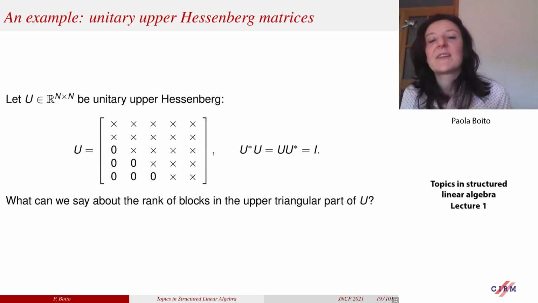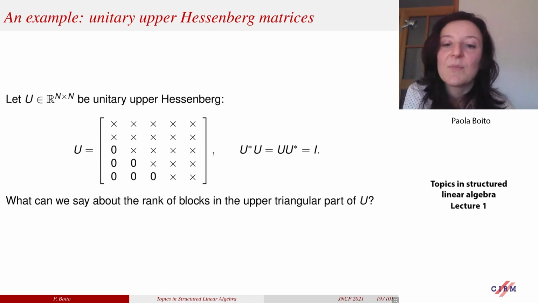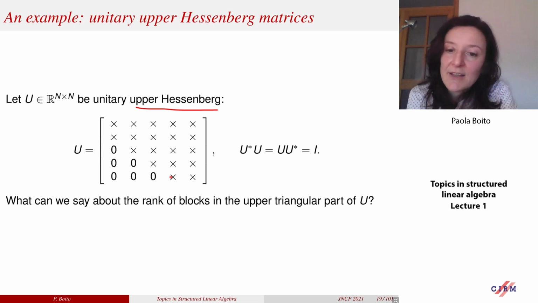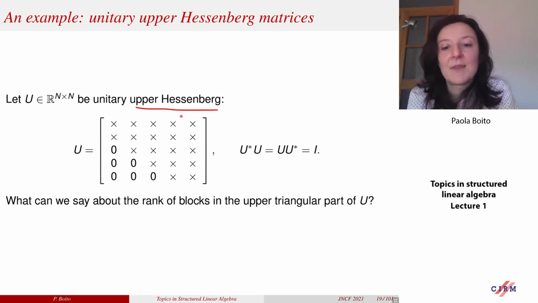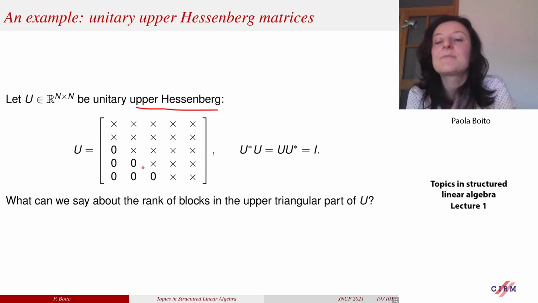Here's an interesting example, unitary upper Hessenberg matrices. So first of all, what does upper Hessenberg mean? Upper Hessenberg structure means that the matrix has 0 below the first under diagonal. So every time the row index is larger than the column index plus 1, then we have a 0. And this is a sparsity pattern that results. This is called upper Hessenberg structure. Okay.